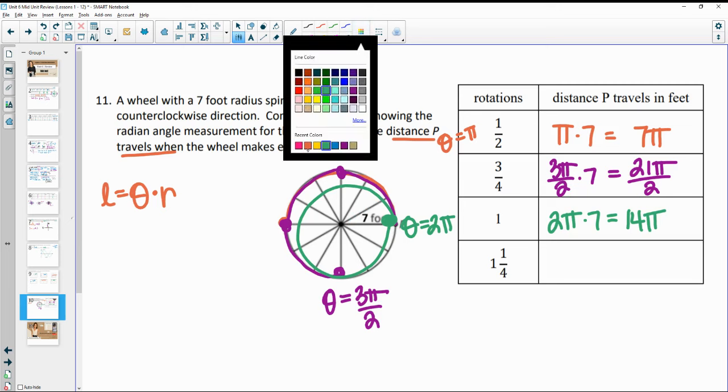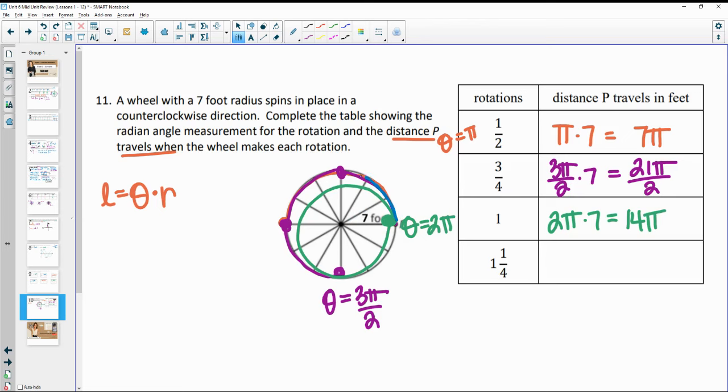And then 1 1/4 rotations is going to go all the way around here and then 1/4 of the way further. So if we count these are pi over 2, this would be 1, 2, 3, 4, 5 pi over 2 for our theta. And so that's going to be 5 pi over 2 times 7, which is 35 pi over 2 feet for how far it traveled.